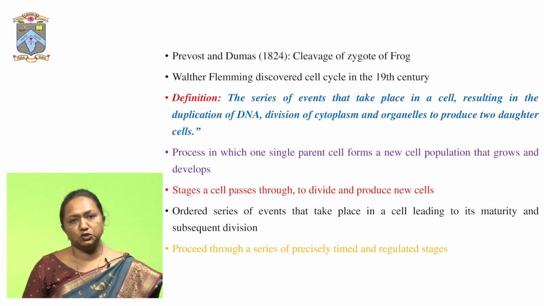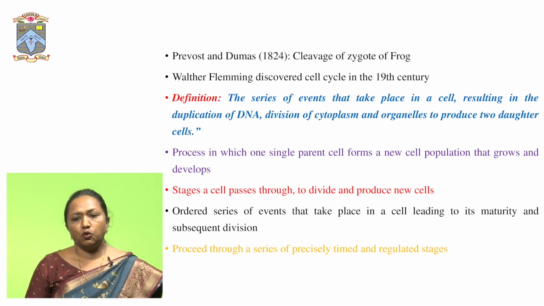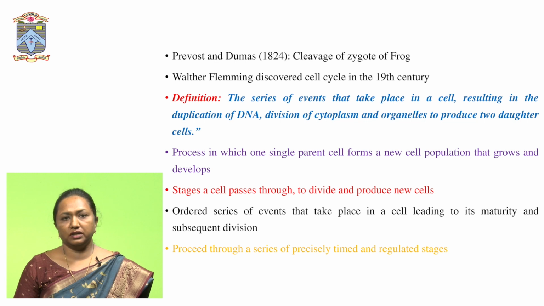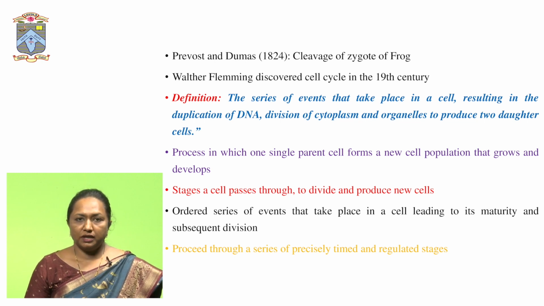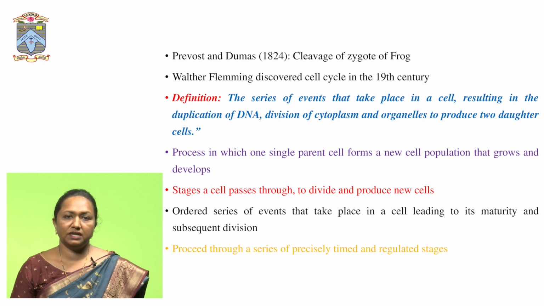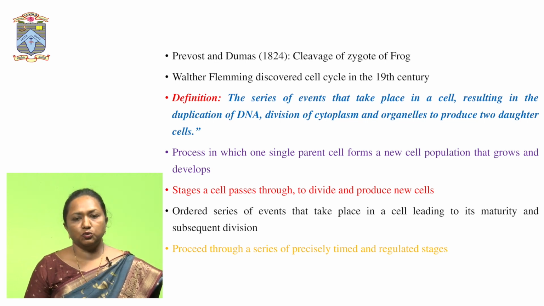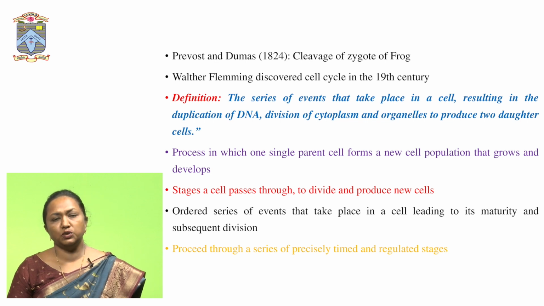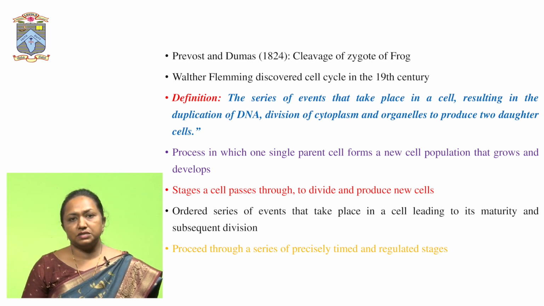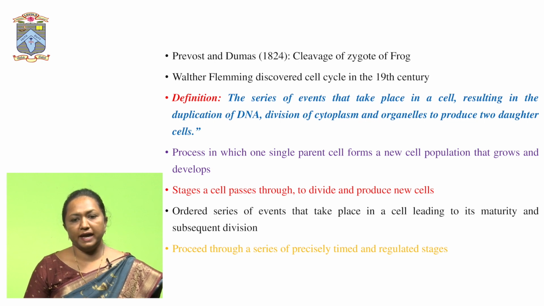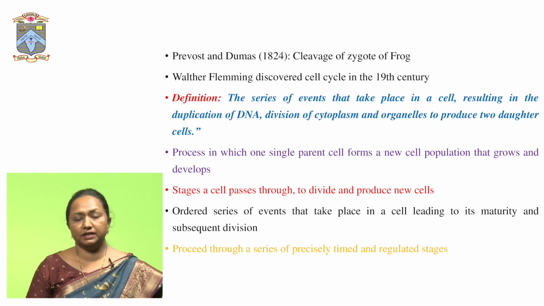cell, resulting in the duplication of the DNA, the increase in the volume of its cytoplasmic contents and the organelles, so that when it divides by cytokinesis, it gives out sufficient volume of DNA, the genetic material, and the cytoplasmic contents to its daughter cells. It is a process in which a single parent cell gives rise to a population of cells that grow and develop. The cell passes through various stages to divide and produce the various daughter cells. So, cell cycle can be defined as an ordered series of events that take place in a cell leading to its maturity and subsequent division.